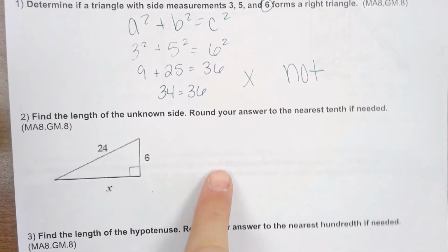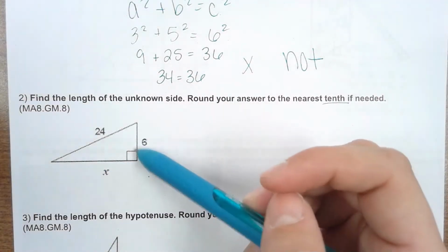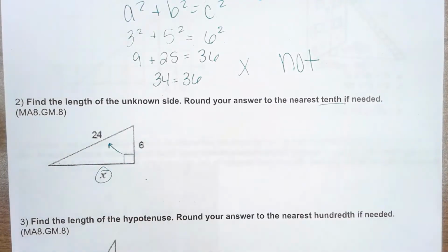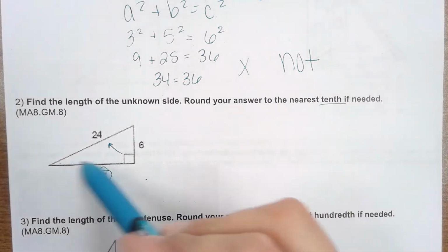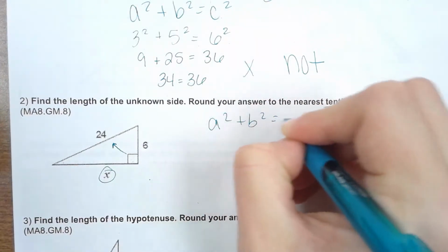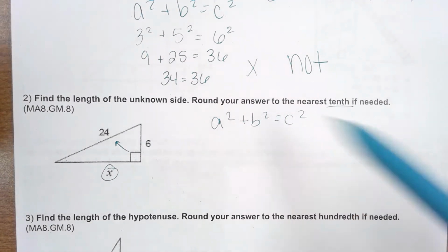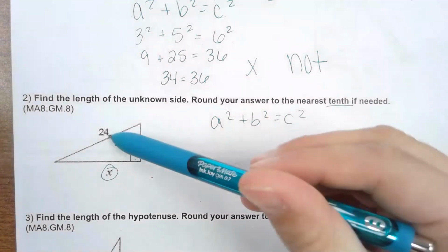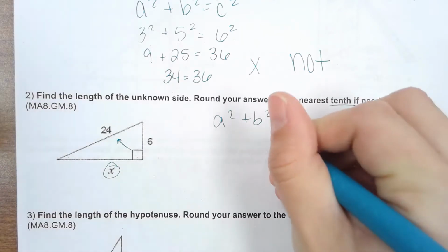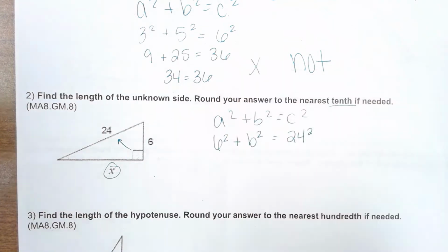Okay. Next one, find the length of the unknown side. Round your answer to the nearest tenth. As you can see here, we are looking for a leg because the 24 is the hypotenuse, because that's the number opposite of the right angle, and your legs are what form the right angle. So I use my formula, a squared plus b squared equals c squared. Also, before I forget, make sure you write down the formula for every single problem. I'm going to start plugging in my numbers. I always plug in my hypotenuse first if it's there, because I want to make sure I plug it in for c. And I'm going to plug in 6 for one of the legs, and then find the other leg.